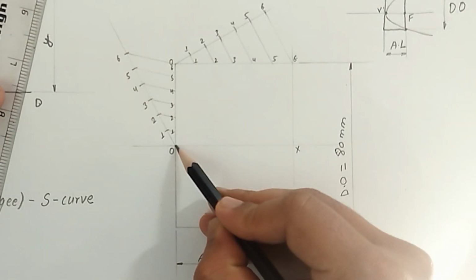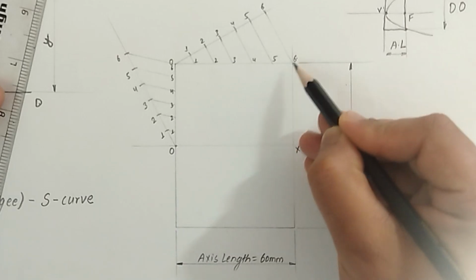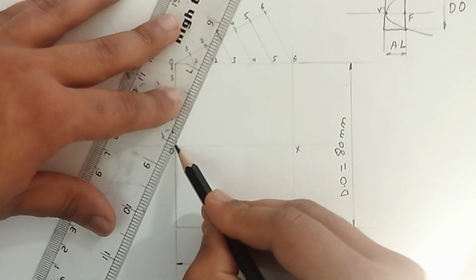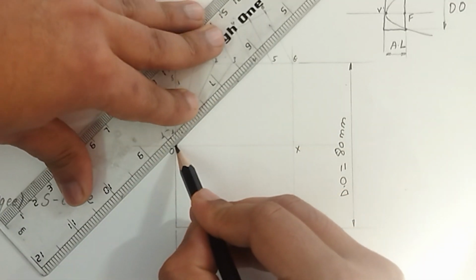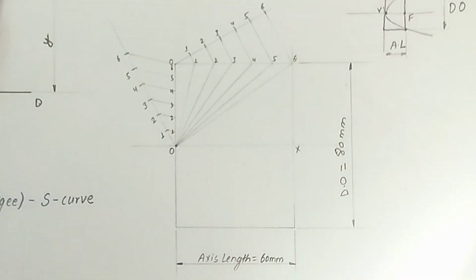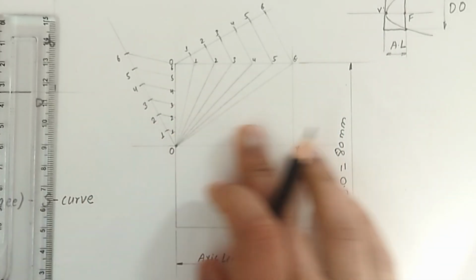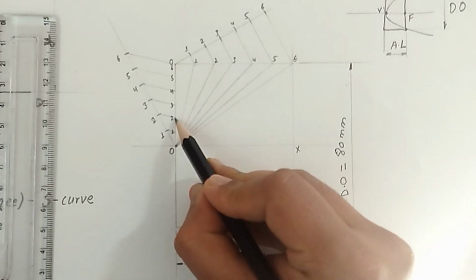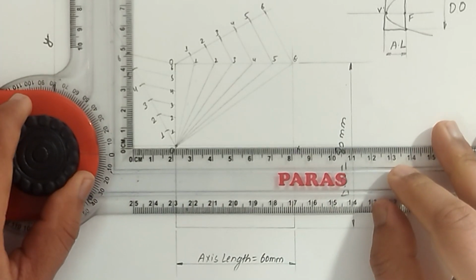Join this point O to 1, 2, 3, 4, 5 and 6. Join this O with all these 6 points. Now from these points on the vertical line, 1, 2, 3, 4, 5 and 6, pass a horizontal line up to the respective lines. So from 1 I'm going to pass a horizontal line up to the O1 line. From point 2 I'm going to pass a horizontal line up to the O2 line. And from 3 I'm going to pass a horizontal line up to the O3 line. Repeat this process.